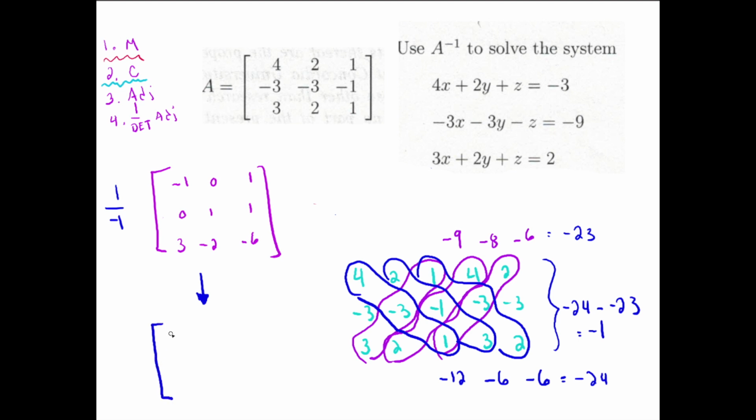-1 times -1 is 1, 0, -1 times 1 is -1, 0, -1, -1, -3, -2 times -1 is 2, -6 times -1 is 6.